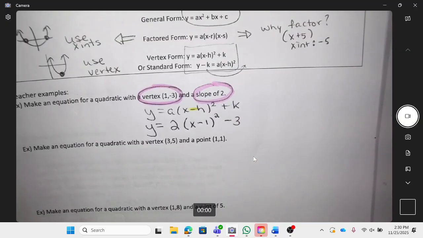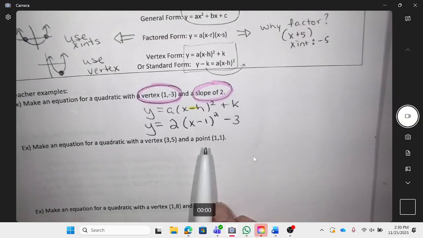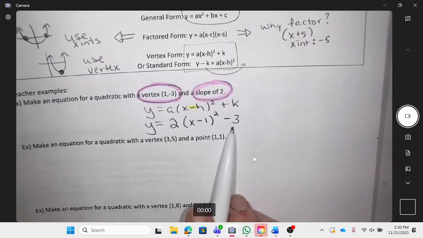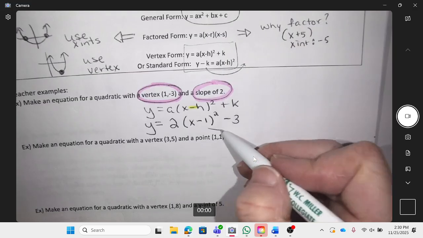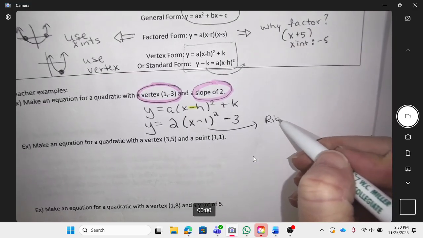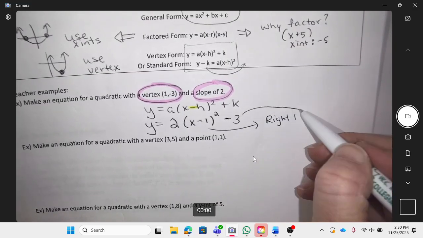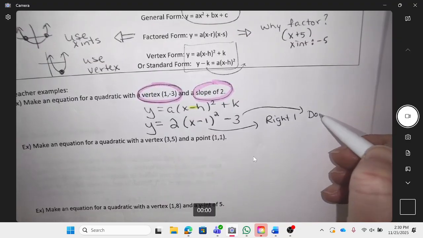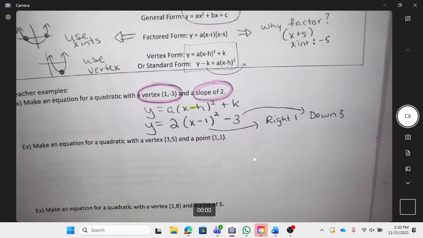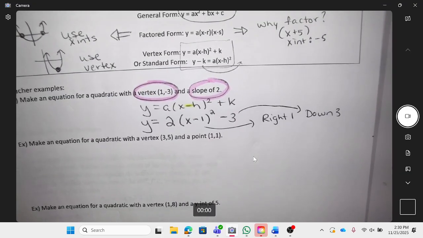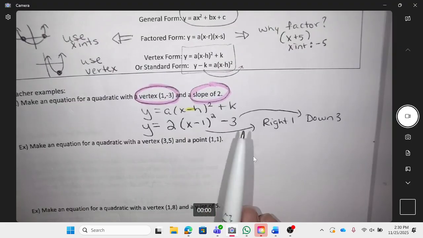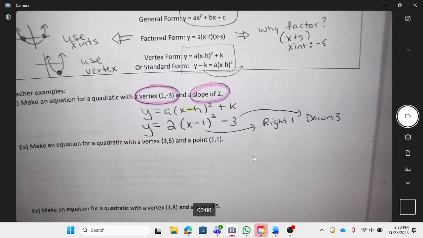So that's the vertex. Remember? Where's the vertex? Shifted 1 to the right, 3 down. Remember that? That's the connector piece. You guys talked about transformations last time. This means opposite, right 1, down 3.